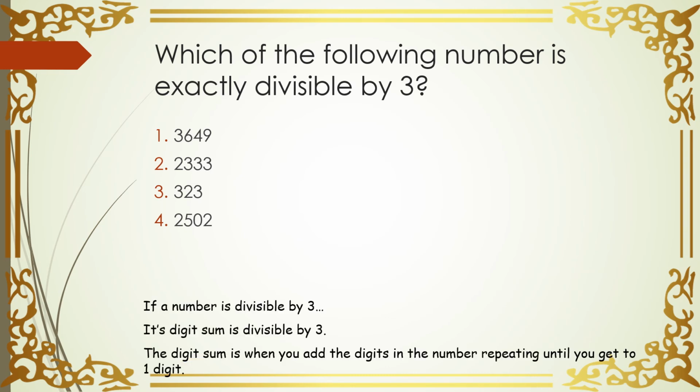So first thing I'll explain you again about the test of divisibility for 3. If a number is divisible by 3, its digit sum is divisible by 3. मतलब you add them up and the digit sum जो भी आएगा वो should be divisible by 3. The digit sum is when you add the digits in the number, repeating until you get one digit. ठीक है, if you keep on adding them, I'll just take a very simple example. The first example, alternative 1, where you have 3649, a 4-digit number.